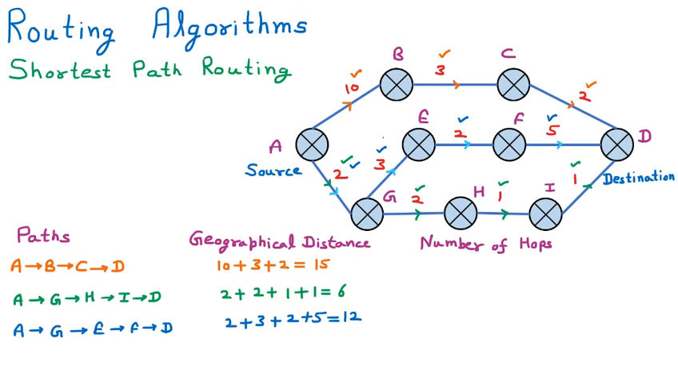Now obviously if we see the distances, we know which is the smaller distance. There are 3 paths, the distances are 15, 6 and 12. Obviously the second path is the shortest path. So here 6 is the shortest path which is available.